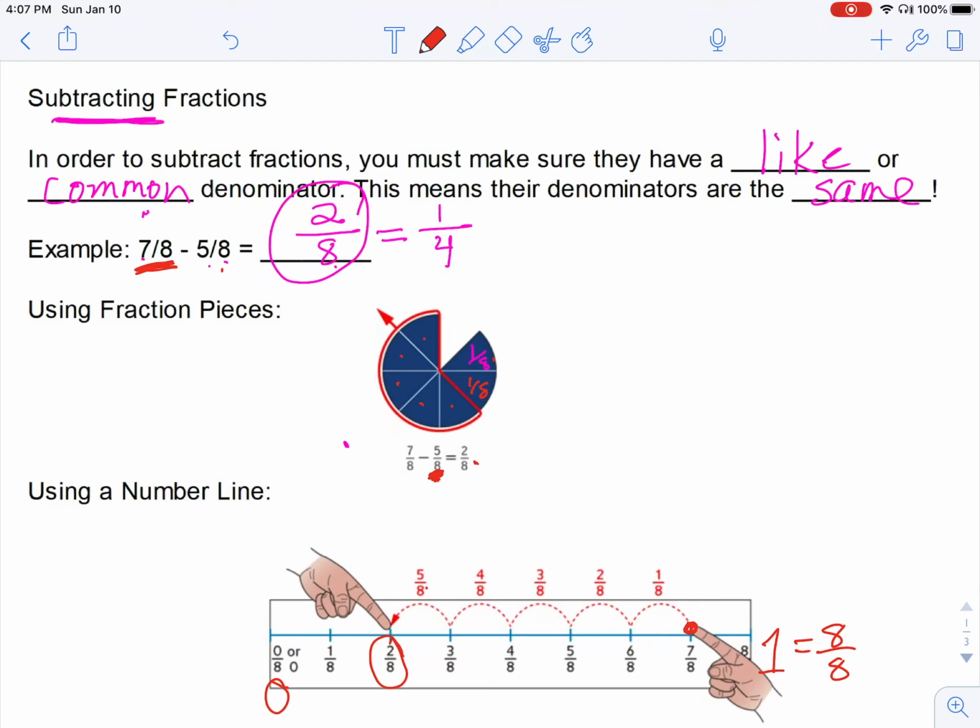So those were the visual models, but now you know the shortcut way. I'll write it horizontally so it's a little easier to see. Right, the shortcut way is that we're going to subtract our numerators. 7 minus 5 is 2. Keep our denominator the same to get 2/8.